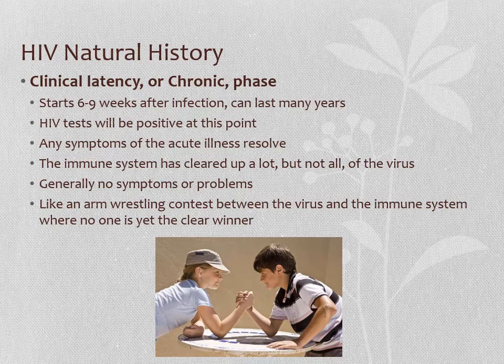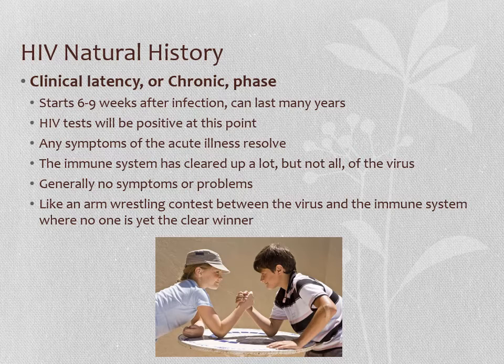The symptoms that they had, if they had any, from the acute phase resolve, they feel better. They think, oh, I must have gotten over whatever it was. And the reason why they feel better is because their immune system has responded to this infection and it has cleared up a lot of the virus. So these folks don't have any symptoms or any problems, and they are less contagious than people in the acute phase, but they still have the virus and they still can infect other people.